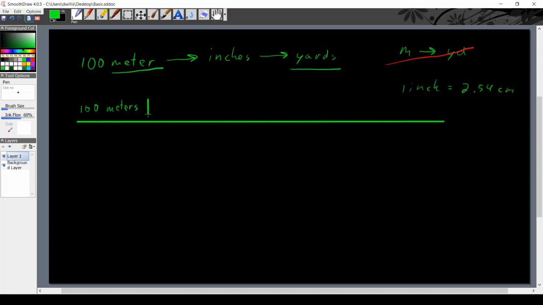And I'm going to... Now, the first thing that we need to do, we can't convert that. Our conversion factor happens to be centimeters to inches, which means the first thing I need to do is get meters into centimeters. Well, I happen to know that 1 meter is equal to 100 centimeters.